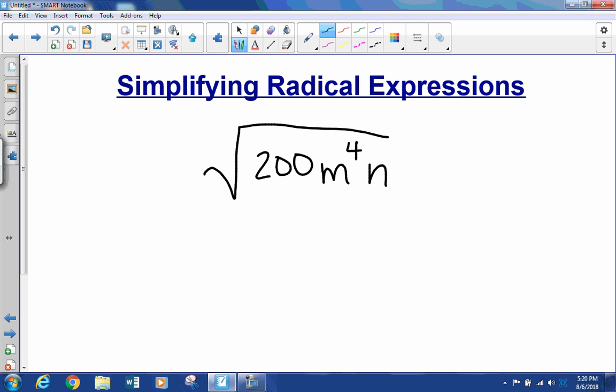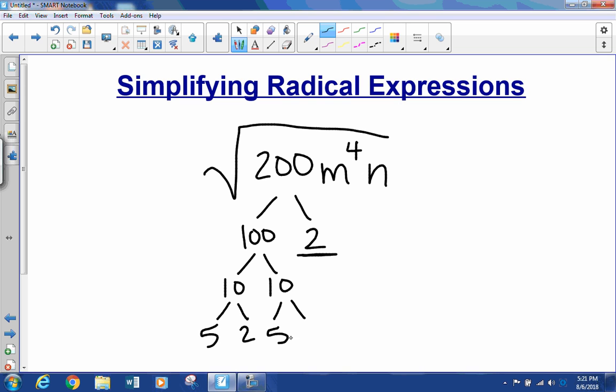First thing that jumps out to me from 200 would be 100 times 2, which 2 is prime, so I underline it. But 100, I know it's going to break down to be 10 and 10 maybe. 10 gets broken down to be 5 and 2 in both of these cases. And so all of these would be my prime factors.